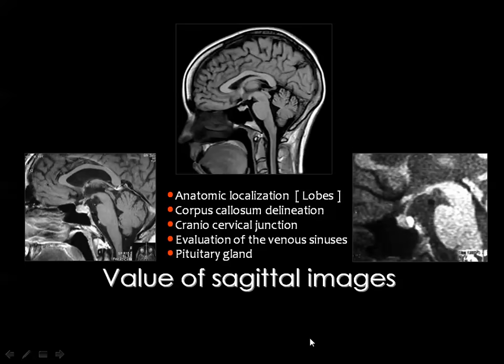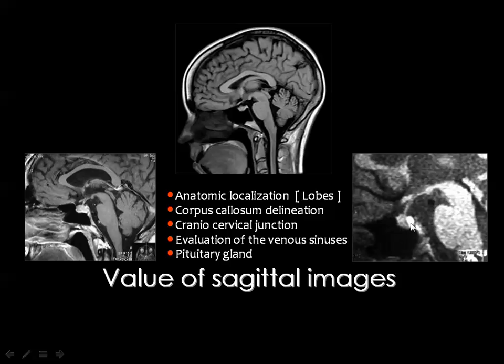Then what are the values of the sagittal images, which are considered an essential part of the protocol? Number one is the anatomic localization of the lobes. In the sagittal images, it is easy to see the frontal lobe, the parietal lobe, the occipital lobe, the cerebellum, the pons, the medulla, the midbrain, and also to appreciate the corpus callosum, which is not appreciated in the axial images. Then anatomic localization, demonstration of the corpus callosum, assessment of the craniocervical junction, and this is one of the important roles for the sagittal images, and also one of the essential imaging planes for evaluation of the pituitary gland. And in the pre-contrast scans, you can, in the sagittal images, separate the anterior pituitary from the posterior pituitary.